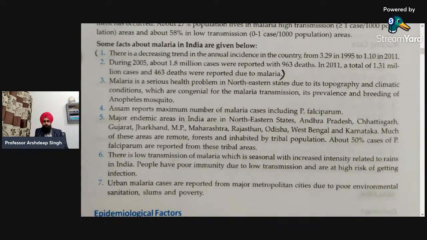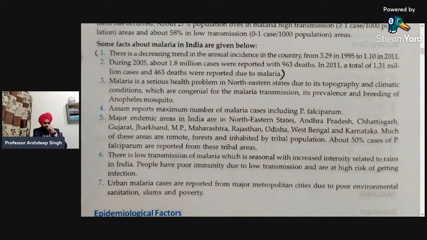Next, Assam reports the maximum number of malaria cases, including Plasmodium falciparum. So that is a report. Next, major endemic areas in India: the northeastern states, Andhra Pradesh, Chhattisgarh, Gujarat, Jharkhand, Madhya Pradesh, Maharashtra, Rajasthan, Odisha, West Bengal, and Karnataka. These are some of the states where the cases are high, and much of these areas are remote forests inhabited by the tribal population.